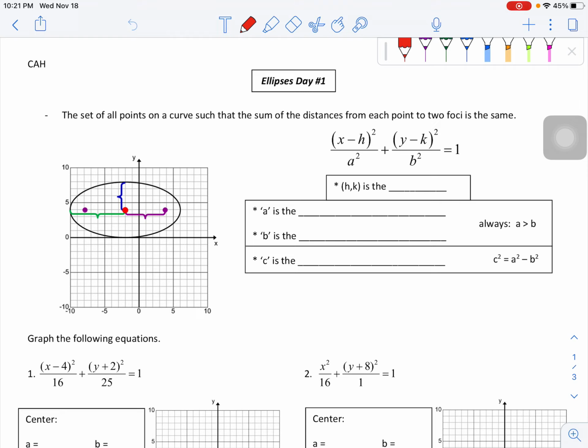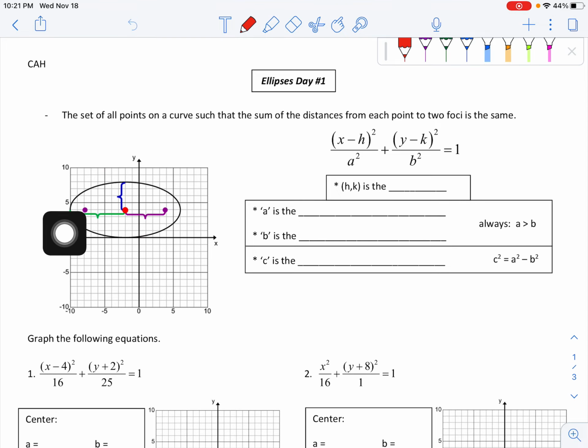So in this video, we're going to start talking about the third type of conic section, ellipses. Now, an ellipse is defined as the set of all points on a curve such that the sum of the distances from each of the two foci is the same. Now, foci just means two focus points. It's the plural of focus, it's foci.